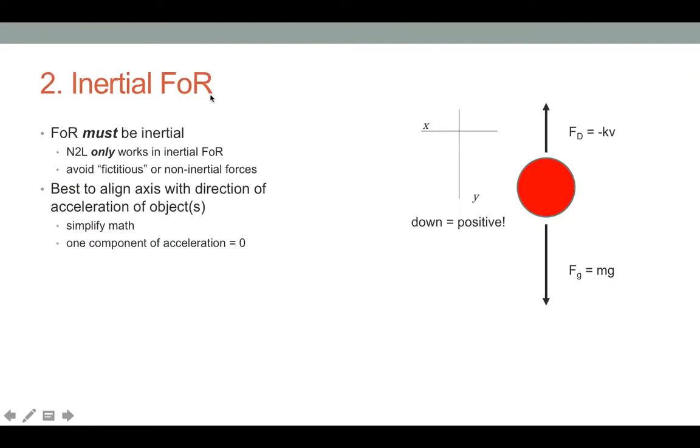Again, we have to pick our frame of reference, and it's got to be an inertial one. We're going to attach it to the ground, but the thing is we're going to make the y-axis point downward, so the y-axis will be down positive. So gravity will be a positive force, air resistance will be a negative force, and up is negative.